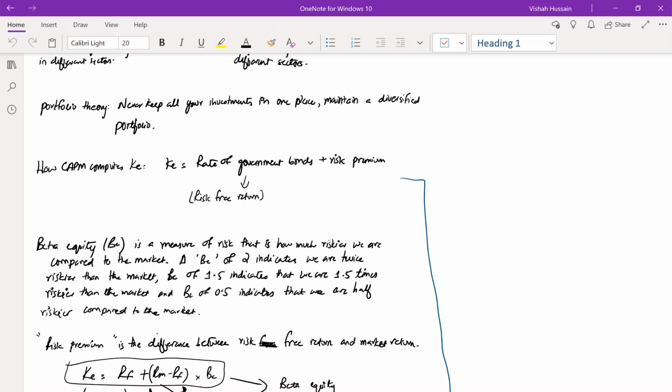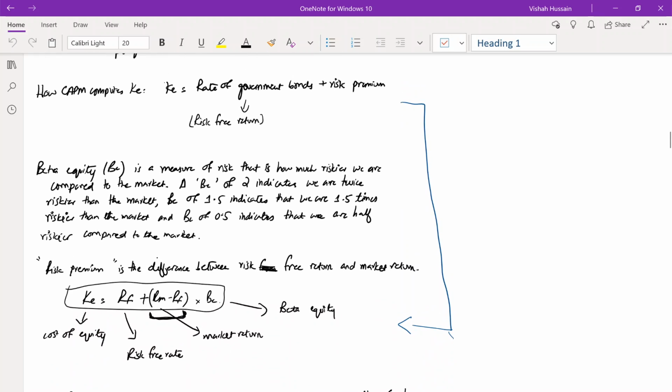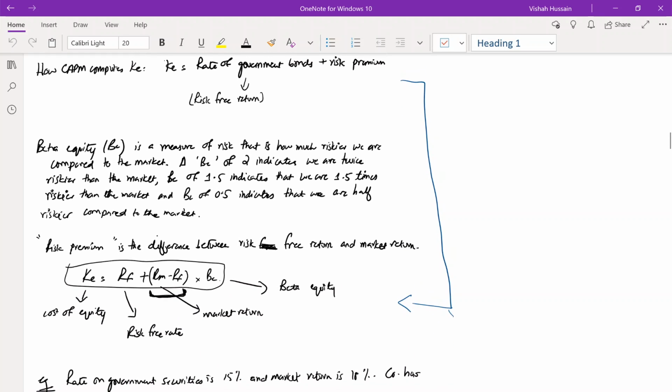How does CAPM compute KE? KE is equal to the rate of government bonds plus risk premium, where the rate of government bonds is also called the risk-free return, and risk premium is the bracket RM minus RF. This bracket is called risk premium. If the examiner has given you only risk premium, then you do not need RM. You can just write the percentage over here, and you'll be able to solve the question. Then you do not have to put RM and RF in that case.